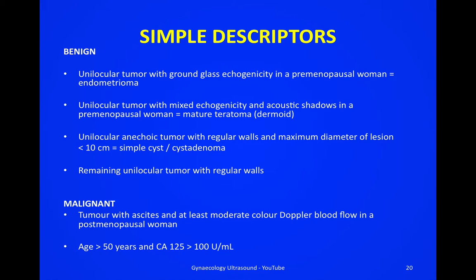A malignant simple descriptor would be a tumour with ascites and at least moderate colour Doppler flow in a postmenopausal woman, or a woman aged more than 50 years old with a CA125 level of greater than 100.